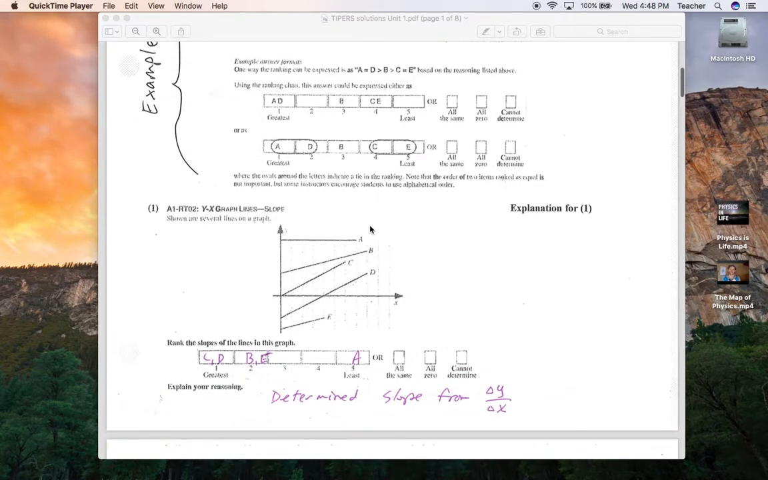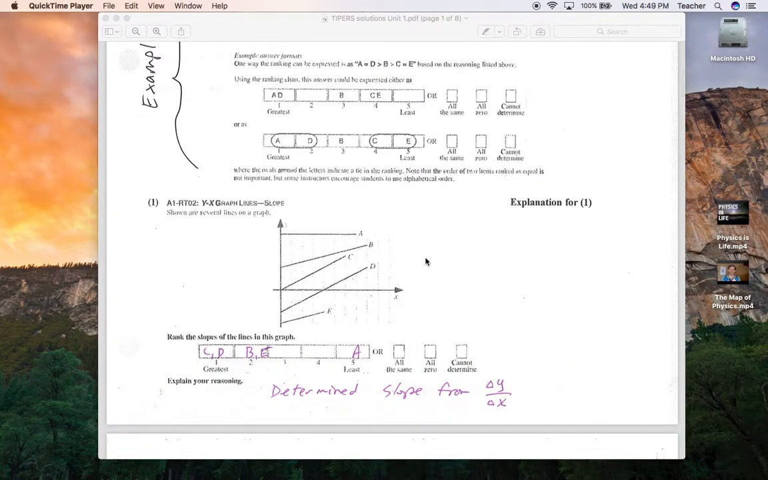For number one, it basically was asking to rank the slopes in the graph. C and D have the greatest slope, then B and E, and finally A has zero slope, or the least. So I looked at the change in vertical values over the change in horizontal values. Notice that D and C are parallel and B and E are also parallel.